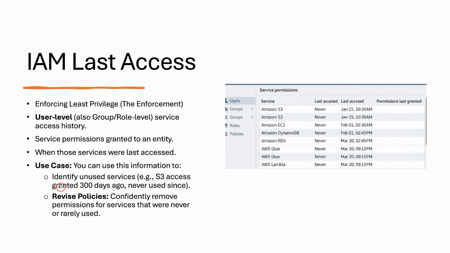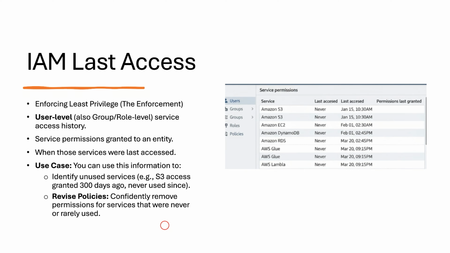You can see one more use case here. You can identify unused services, for example S3 access. Here, S3 was not accessed for 300 days, and never used since the user was given permission. Then you revise the policy confidently. Since we are confident that this user is not using S3, confidently remove that permission, since it was never used or rarely used.